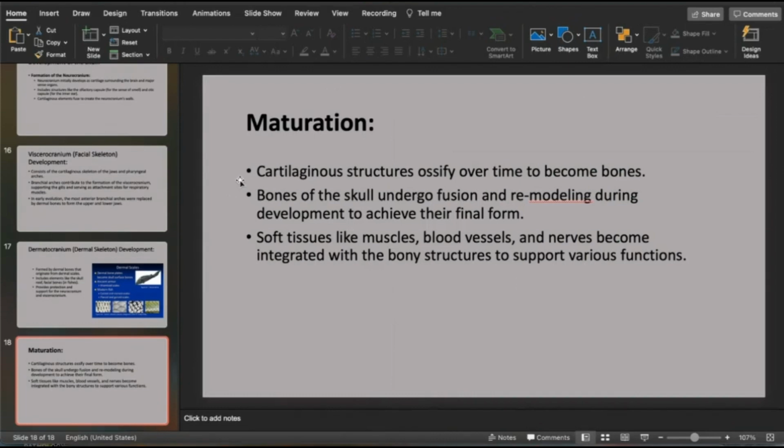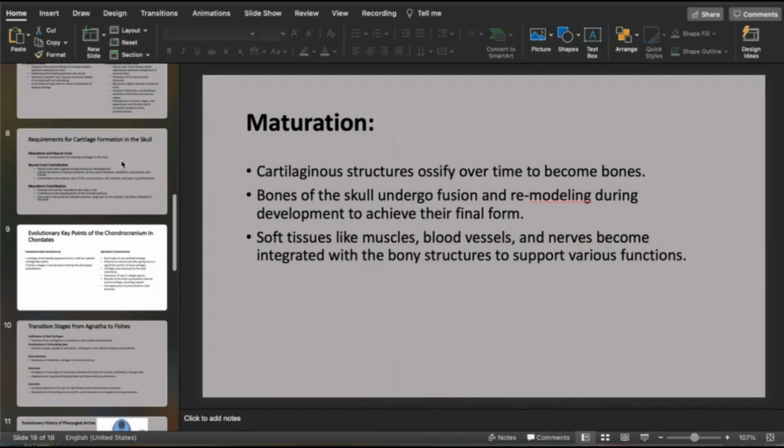So we are now done with the skull. Does anybody have any questions before we go to the last point?